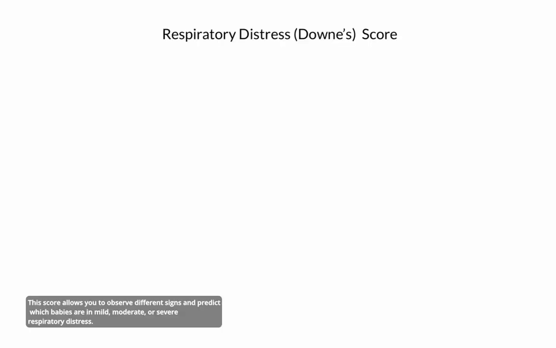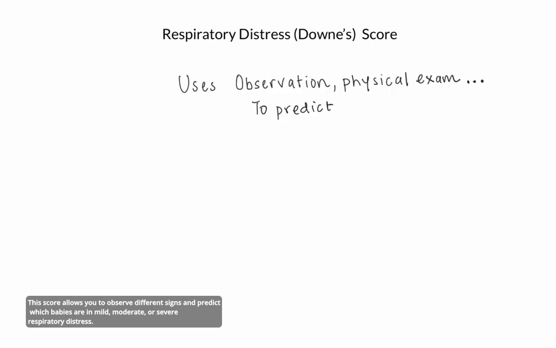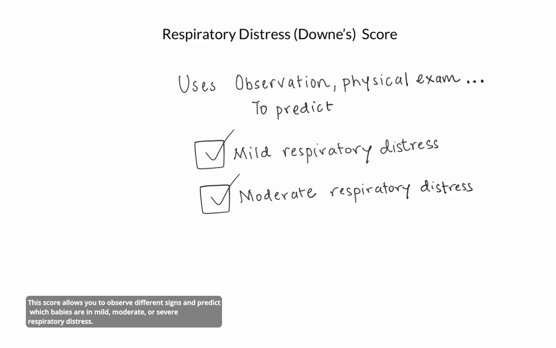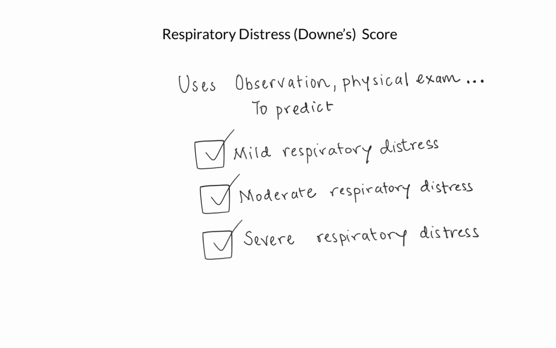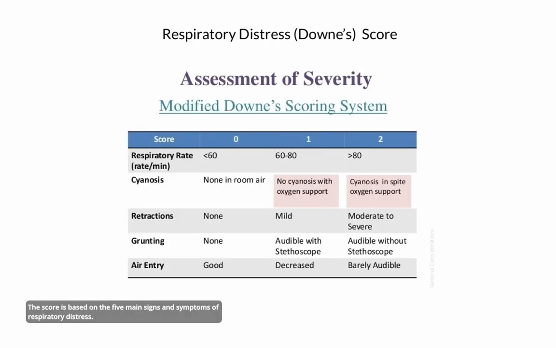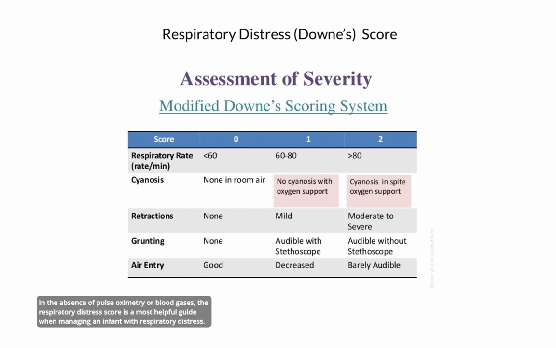Finally, let's discuss the respiratory distress score. This score allows you to observe the different signs and predict which babies are in mild, moderate, or severe respiratory distress. The score is based on the 5 main signs and symptoms of respiratory distress. In the absence of pulse oximetry or blood gases, the respiratory distress score is a most helpful guide when managing an infant with respiratory distress.